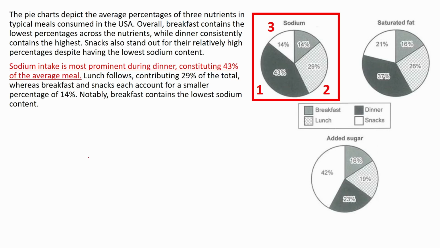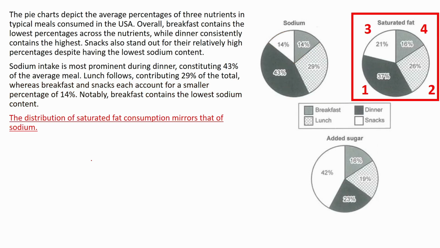First, dinner, then lunch, and then I'll group those 2 parts. Sodium intake is most prominent during dinner, constituting 43% of the average meal. Now lunch. Lunch follows, contributing 29% of the total, whereas breakfast and snacks each account for a smaller percentage of 14%. I will also mention breakfast as the lowest sodium content. Notably, breakfast contains the lowest sodium content.